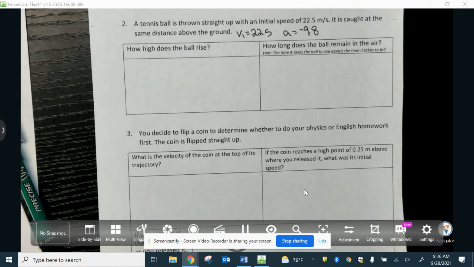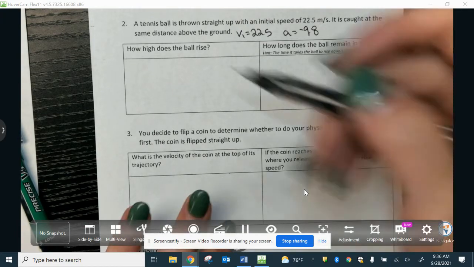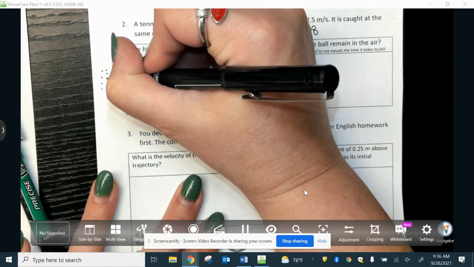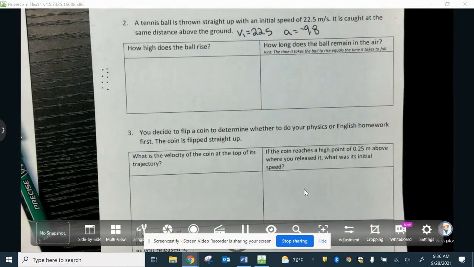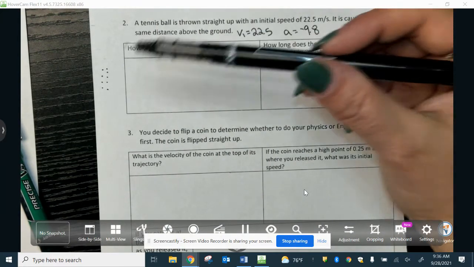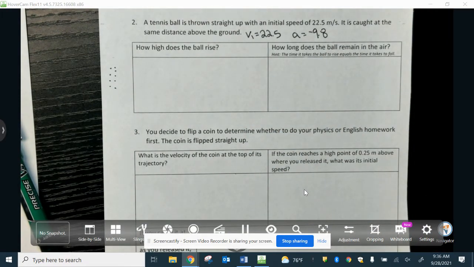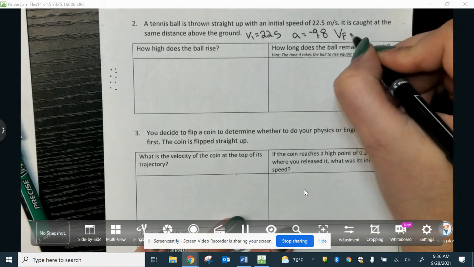So it wants to know how high the ball rises. We have to find the distance. Here's my ball. I'm going to find out the distance here. At that very top, what is my final velocity? 0. Just for that very instant, my final velocity is equal to 0.